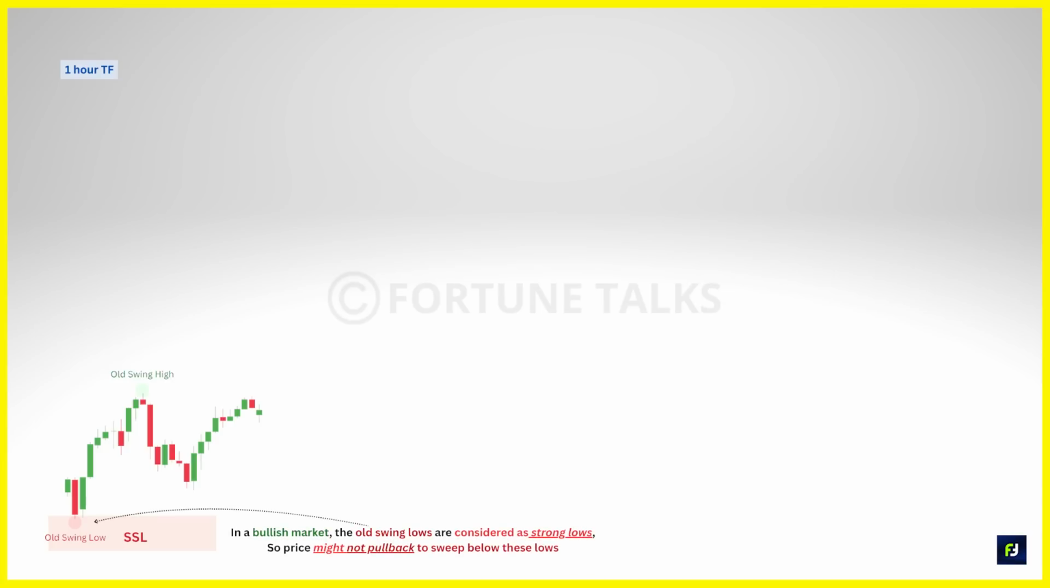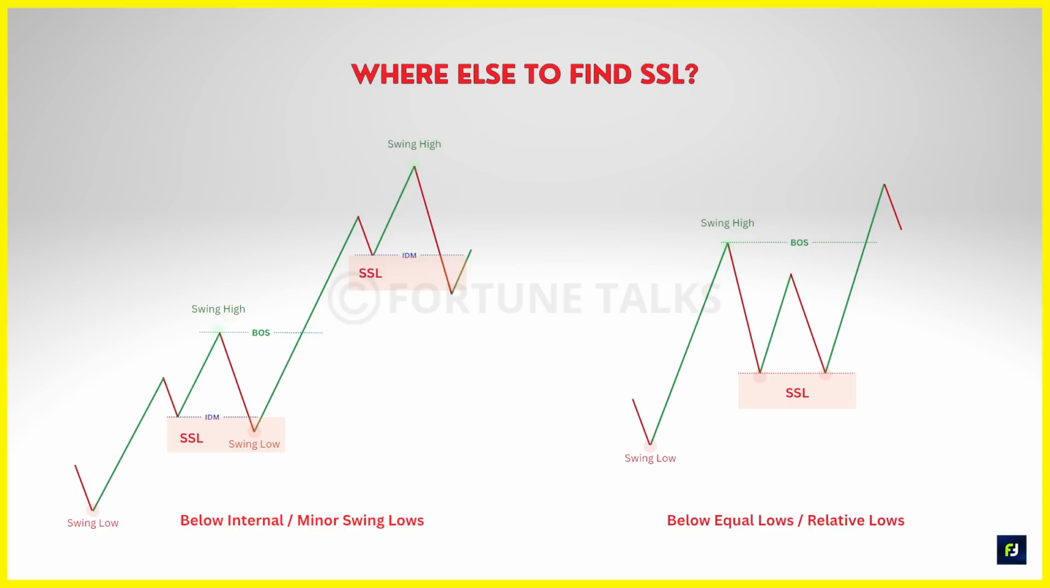Since we are in a bullish market structure, we know that the old swing lows are considered as strong lows, which means the probability of price moving below these lows to sweep sell side liquidity is very low. So what are the other areas where we can expect to find sell side liquidity? Quite obviously, these include the equal lows and the internal low levels. We will find clusters of retail sell side liquidity below these areas.